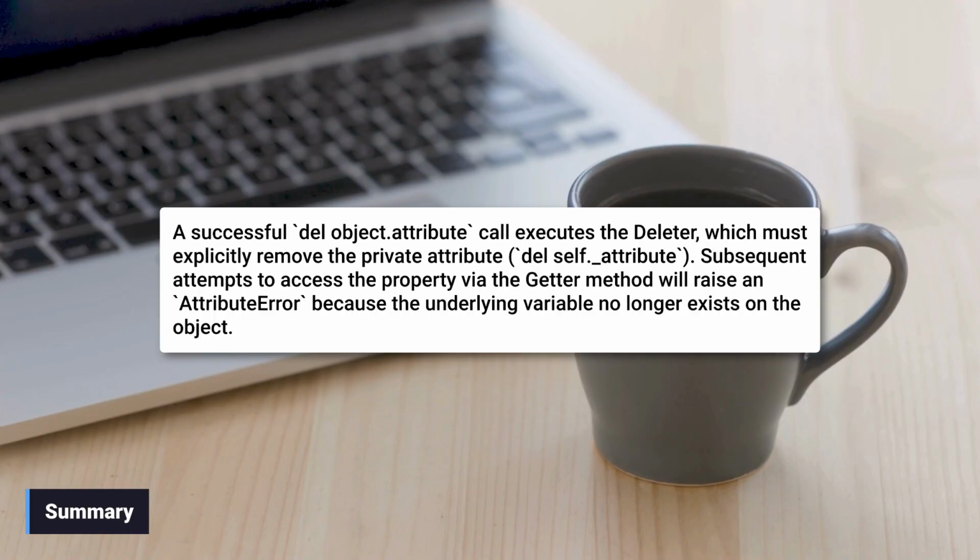To summarize, property decorators, getter, setter, and deleter, give you total control over attribute access, modification, and removal. This concludes our section on encapsulation.